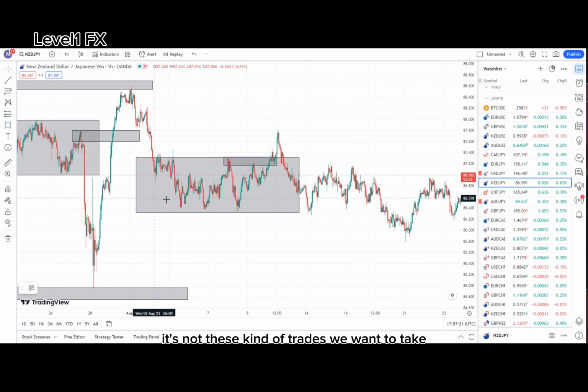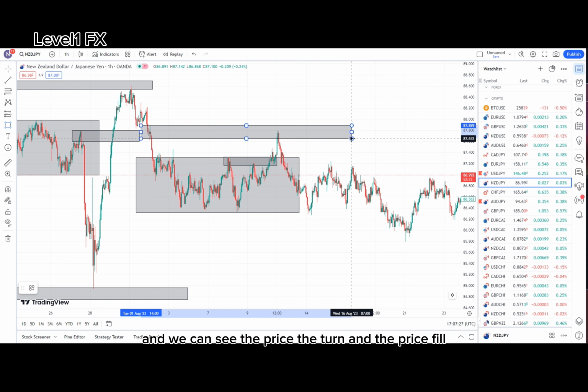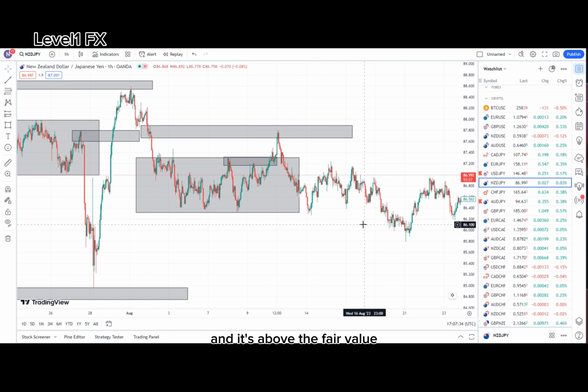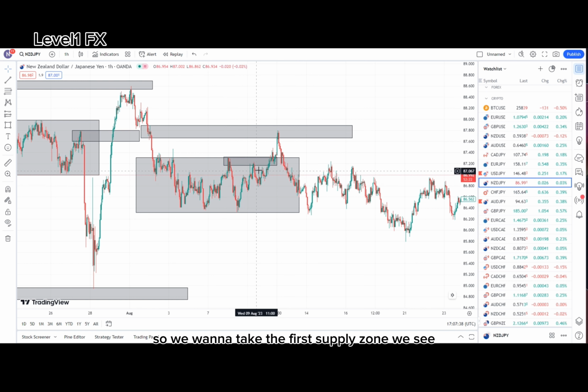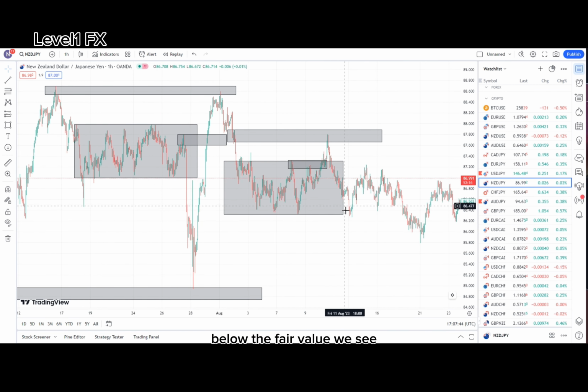It's not these kind of trades we want to take. If you look above, we have a supply zone right there, and we can see the price turn and fall, and it's above the fair value. So we want to take the first supply zone we see above the fair value, or the first demand zone we see below the fair value.